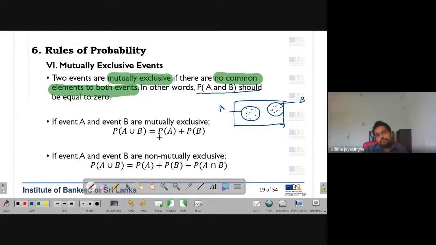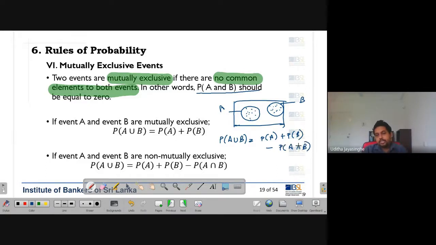So broadly, without mutual exclusivity, students, we used to write something like this: P(A union B) is equal to P(A) plus P(B) minus P(A intersection B).